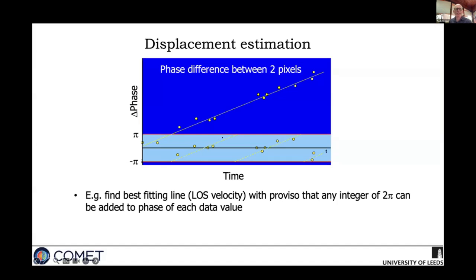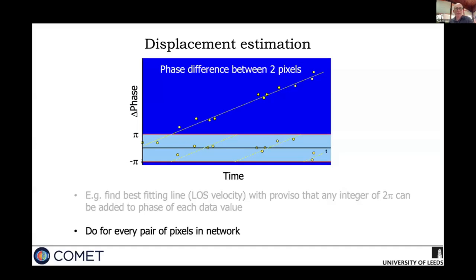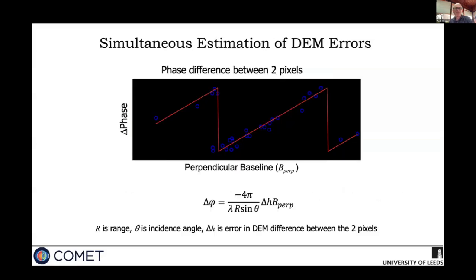So this figure kind of tries to demonstrate that. At the bottom, in the range between minus pi and pi, you can see a line that's going through the points with breaks every now and then. And then you can also see a line where integer values of 2 pi have been added to some of these, and then you get a nice straight line going through all of these points. So that's the idea. You're just trying to find the best fitting line, so minimizing the residuals between the actual phase values and the model. So this is done for every pair of pixels in the network.